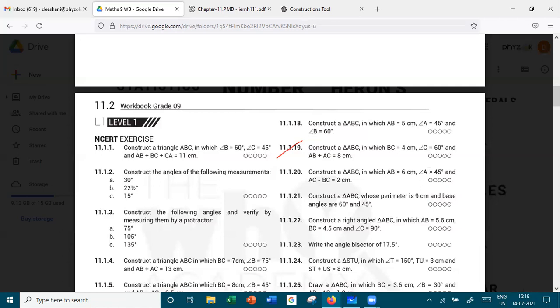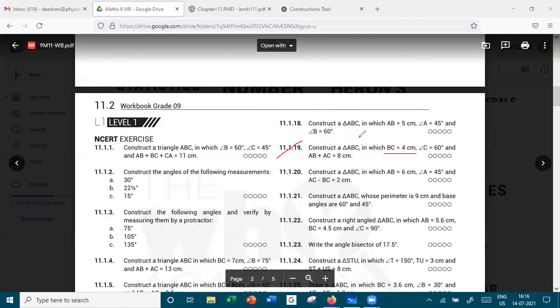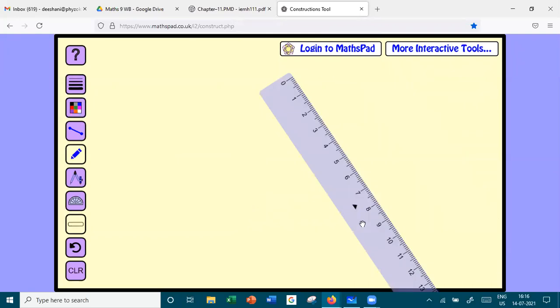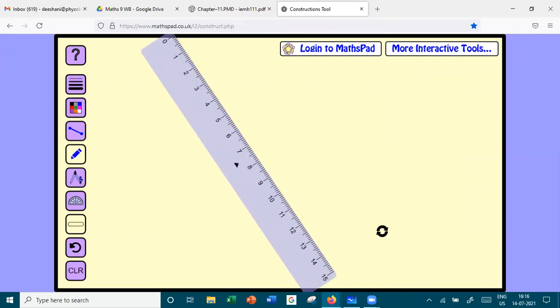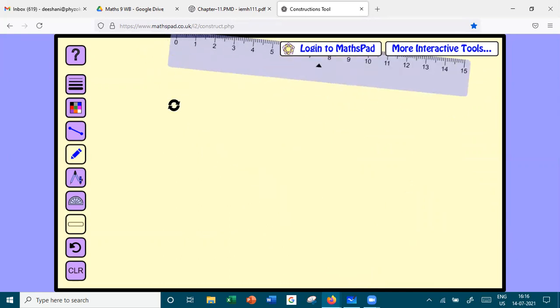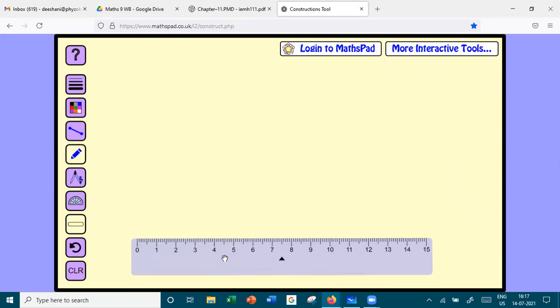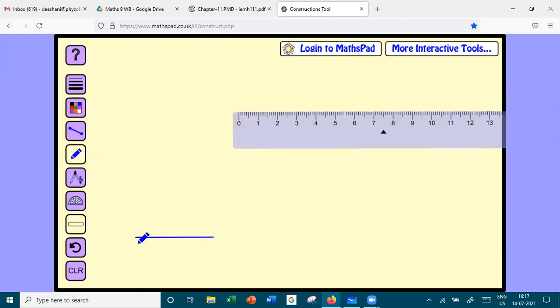I think till this part you all can do on your own, right? Draw BC 4 centimeter and angle C 60 degree, right? Till then I'll also draw there. 4 centimeter, right? This is done.